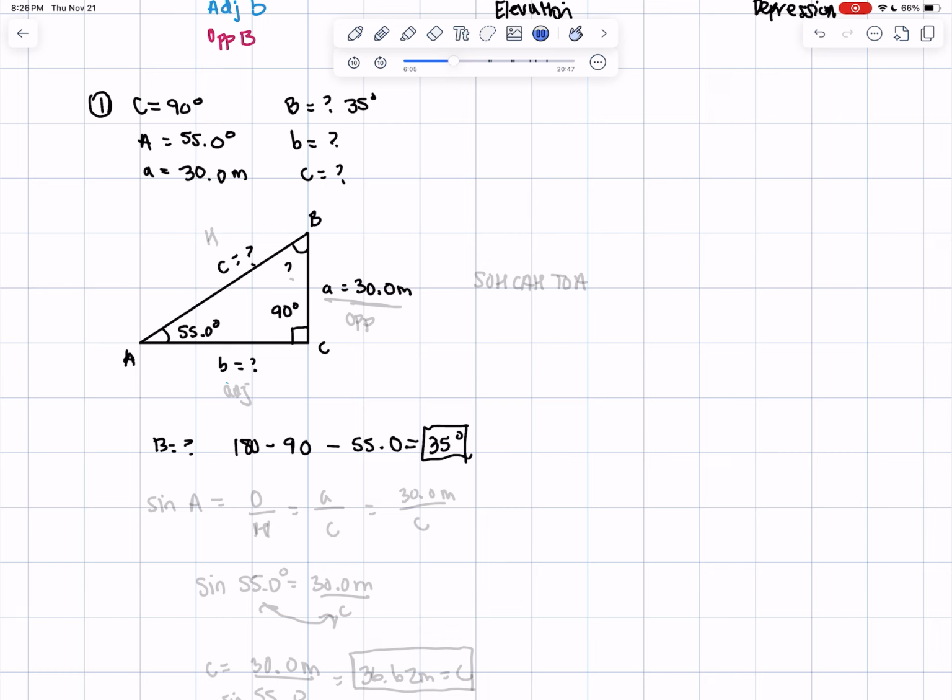Then I want to find side c and b. Well, since I found angle B already, I can use that, or I could use angle A. Let's use A in this example, since the opposite of that I have already. I have this guy right here. So let's say I want to solve for c, I'm going to start with the hypotenuse. So if I look at that, I know I'm going to use SOHCAHTOA.